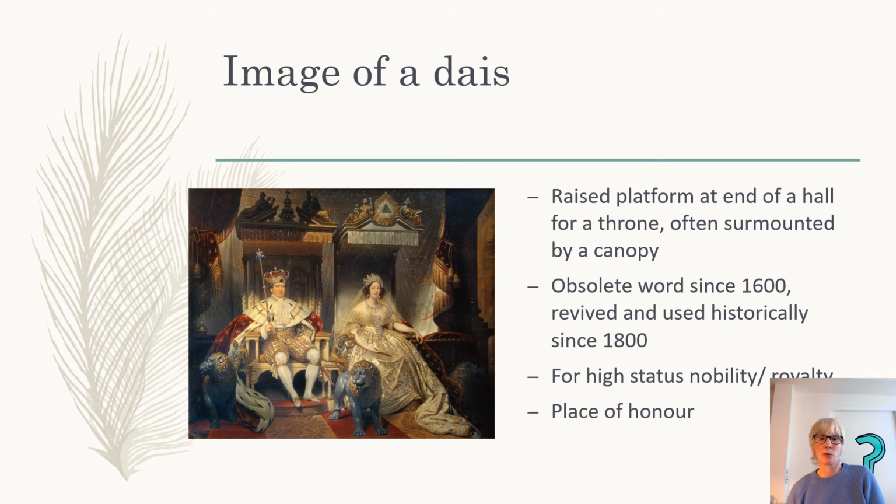So the dais, if you want to picture it in your mind as you're reading the poem, a dais is a raised platform at the end of a hall for a throne and often surmounted then by a canopy. It was an obsolete word since 1600, revived and used historically since 1800. So that idea that she's deliberately choosing old-fashioned lexis, words. Whoever sits on the dais has high status, nobility and royalty. It's the place of honour. And there are two, a king and a queen, sitting on their dais, on their thrones, raised up with canopies over them.